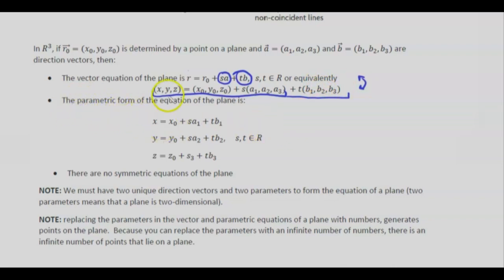And the parametric form is going to be the exact same thing. So we're going to have x equals, y equals, z equals. We're going to stack the points first, and then sa1, sa2, sa3, and then tb1, tb2, tb3. This is the parameter and the first direction vector. This is the parameter and the second direction vector, and s and t are elements of the real number system. And just note there are no symmetric equations of a plane.